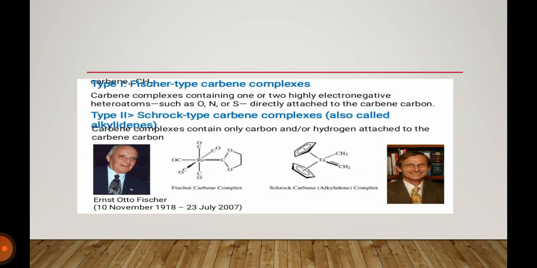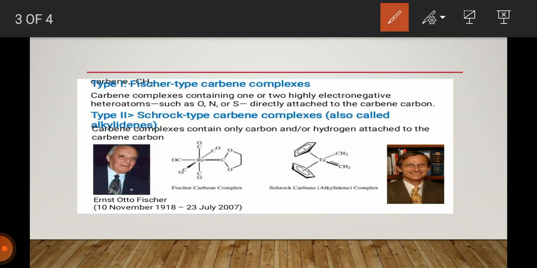Next we have the Schrock carbenes. Schrock carbene is the second type of metal carbene complex. If the carbene carbon has only carbon or hydrogen attached to it, then this is known as a Schrock type carbene complex.